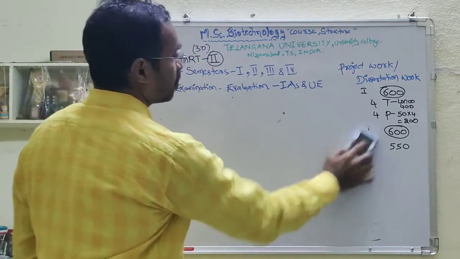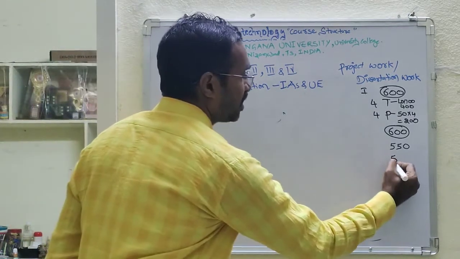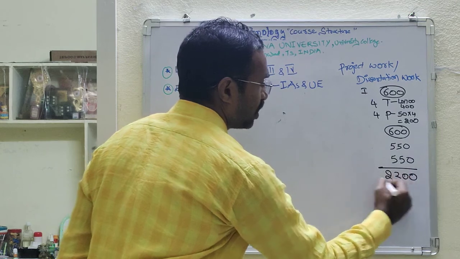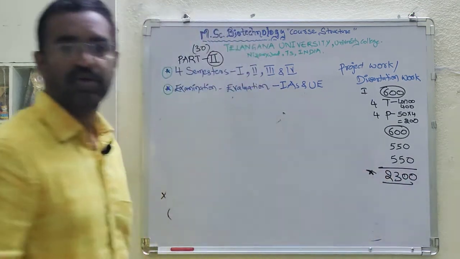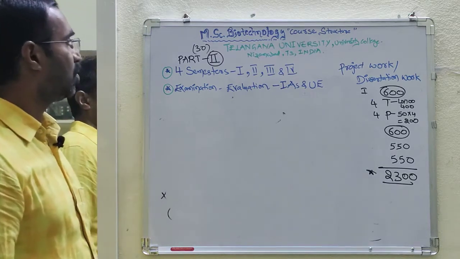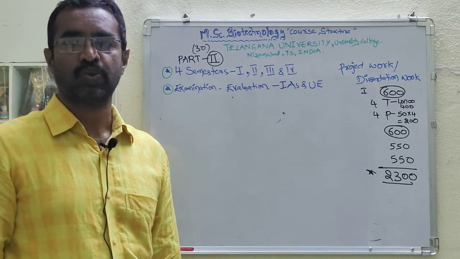So I want to conclude finally: altogether, the 4 semesters have 2300 marks. Students are evaluated for 2300 marks. With this, I want to conclude the second part of the M.Sc Biotechnology course structure.